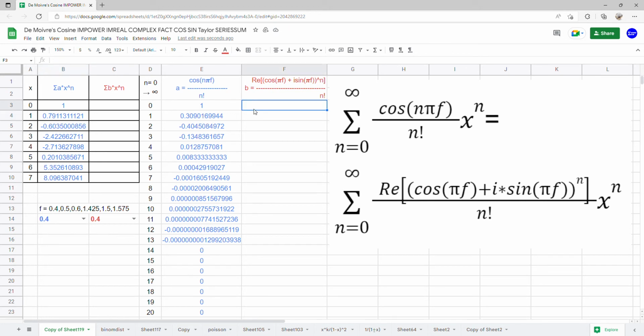And we can complete the expansion, which is the summation of b times x to the power n plus 1, where b is, we begin with the complex number. So this is the complex number raised to the power n. So array formula, complex. The first part is cosine pi f. So cosine pi times f.